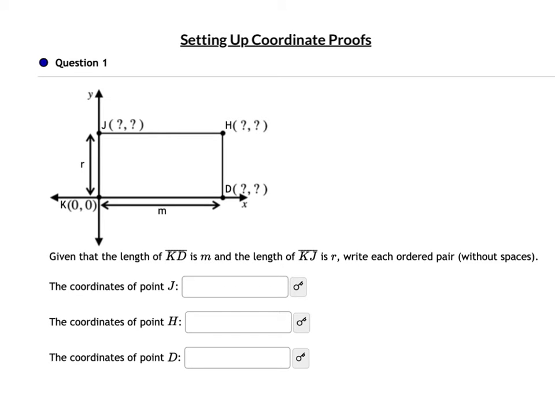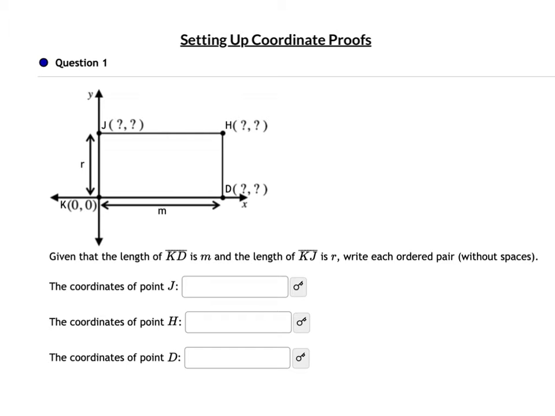Setting up coordinate proofs. This is actually a very quick assignment, but this is practice in putting coordinates instead of numbers on ordered pairs. We do this sometimes in geometry. It's called analytic geometry. We use coordinates that are variables in order to prove things, like we might plug them into the distance formula or the midpoint formula.